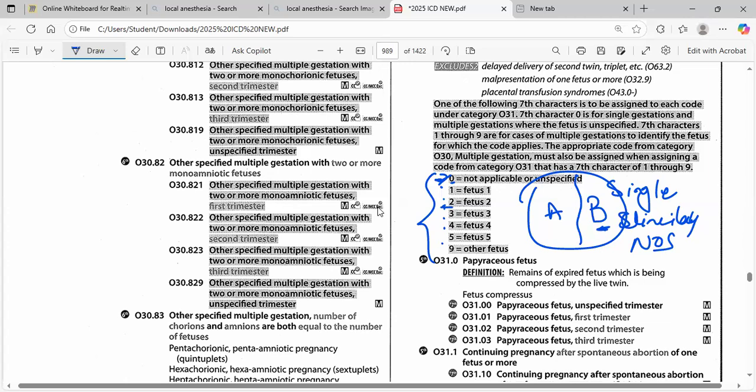Let's say another condition. The patient has two fetuses, but fetus A is affected, not fetus B. So if fetus A is affected, your seventh character would be 1. Remember, the seventh character will represent the fetus affected instead of the number of fetuses. It will just represent which one is affected.